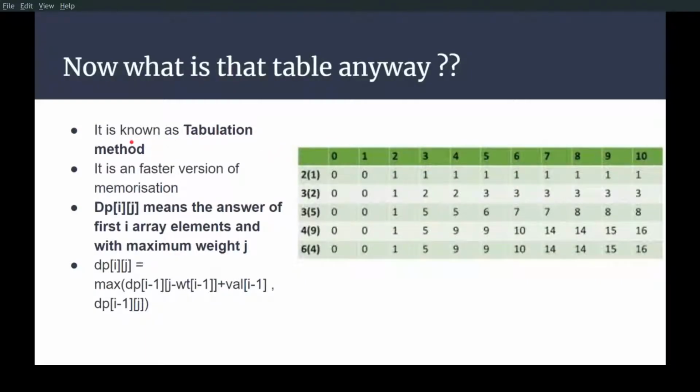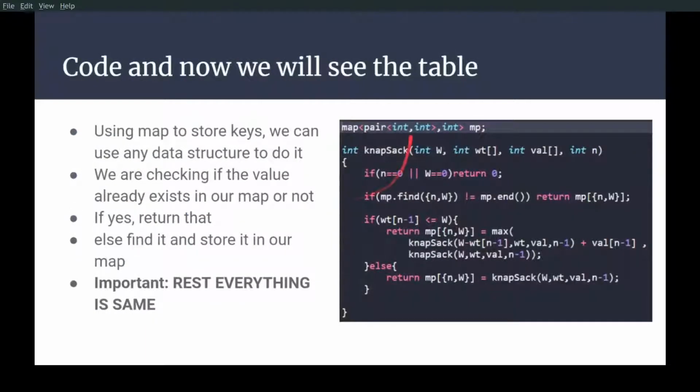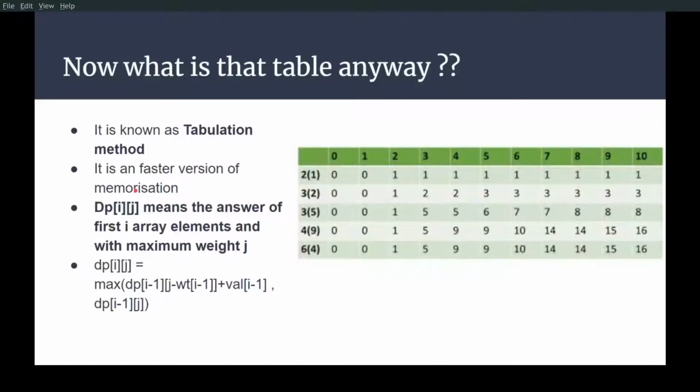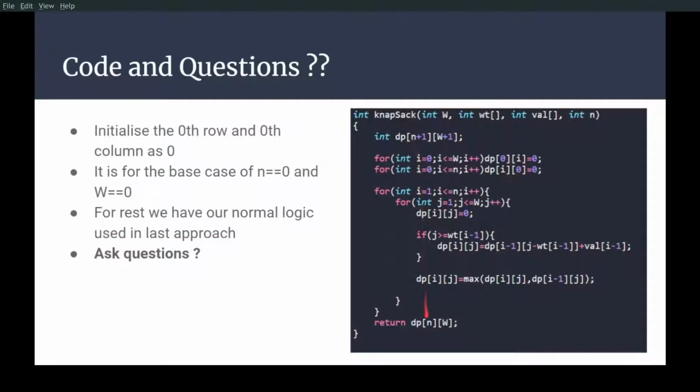So the tabulation method is just a simplified version of this. This memoization method is to understand, but what we are doing in tabulation is getting the same thing as a 2D array of i comma j. We say that we take the first i elements and my total capacity is j, and then I'm finding this answer from the previously calculated answers. This is my entire logic for the tabulation method.